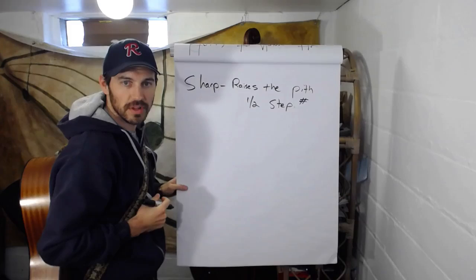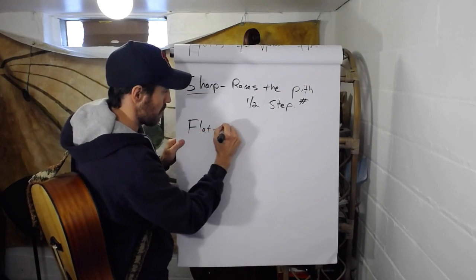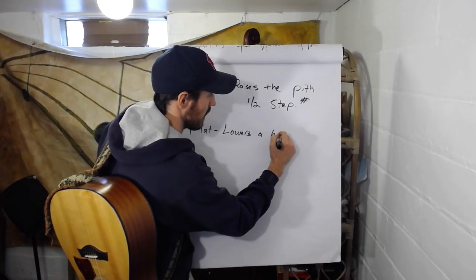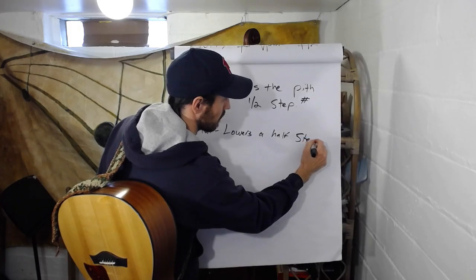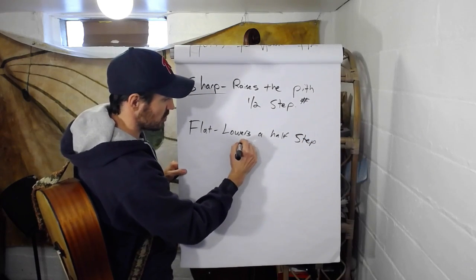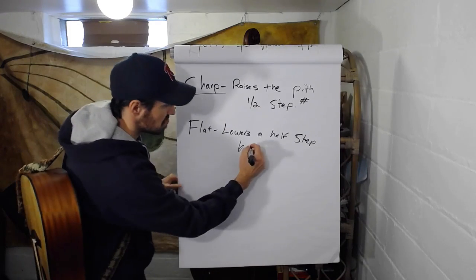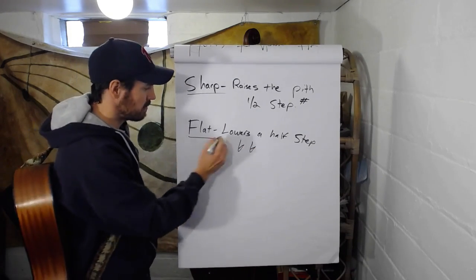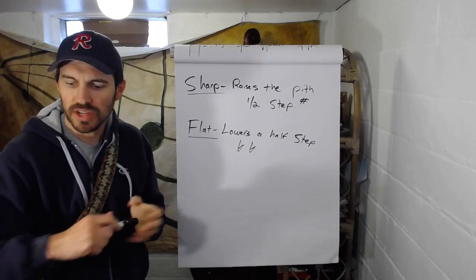Okay, you might see this symbol sometimes like this. That's what the sharp symbol is. And then a flat lowers a half step. Lowers a half step. Okay, and then the flat sign's usually like this. It's like a lowercase b. So a flat and a sharp: raise a half step, lower a half step, just like that.